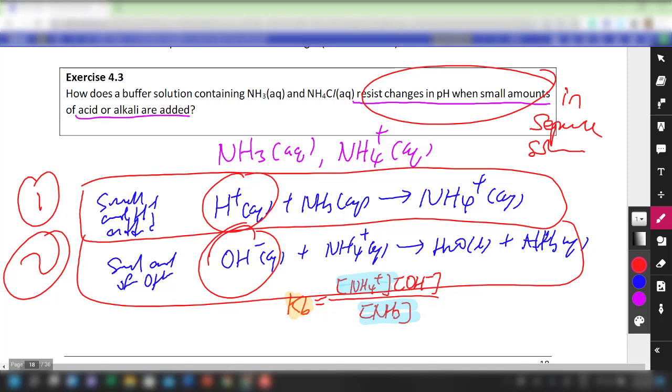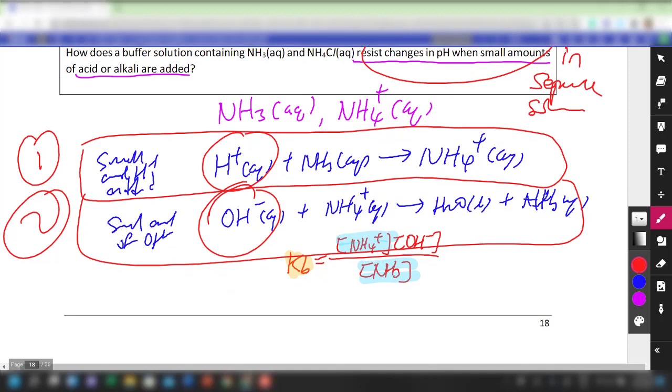Then the ratio of ammonium and ammonia will not change appreciably, because the amount of ammonia and ammonium is large as compared to the amount of H plus and OH minus being added. Because of that, I don't expect the ratio of ammonium to ammonia to change appreciably. So therefore, the amount of OH minus in the solution remains relatively constant, and the pH remains relatively constant, or you can say relatively invariant. But this is just a very qualitative kind of answer.